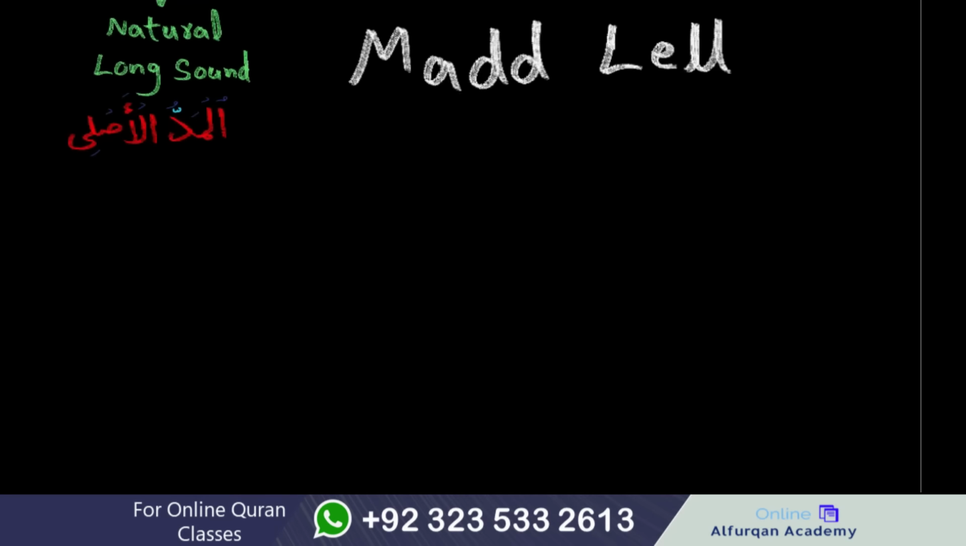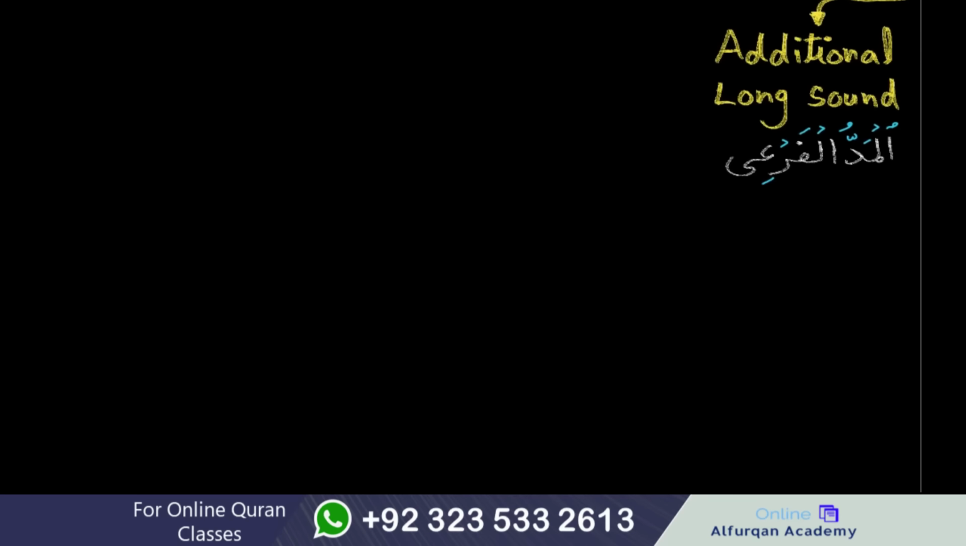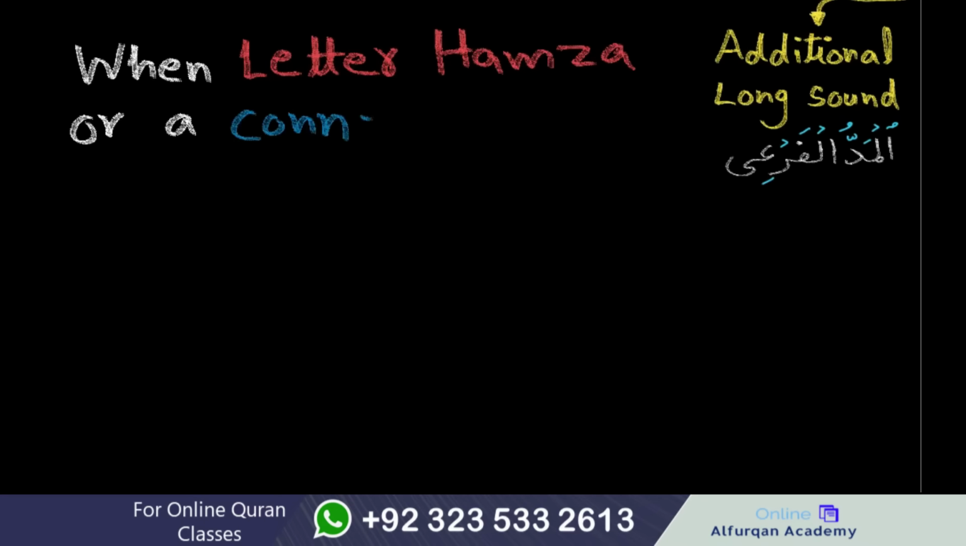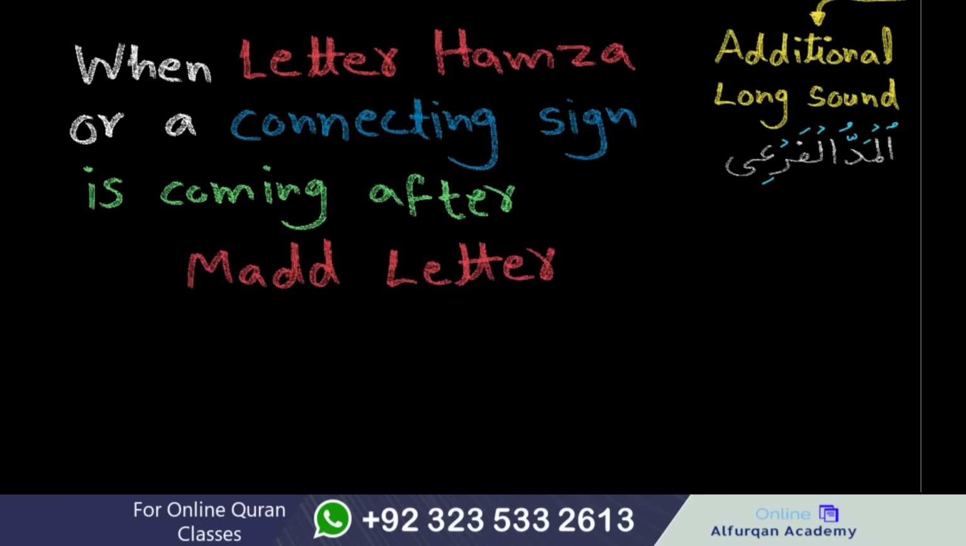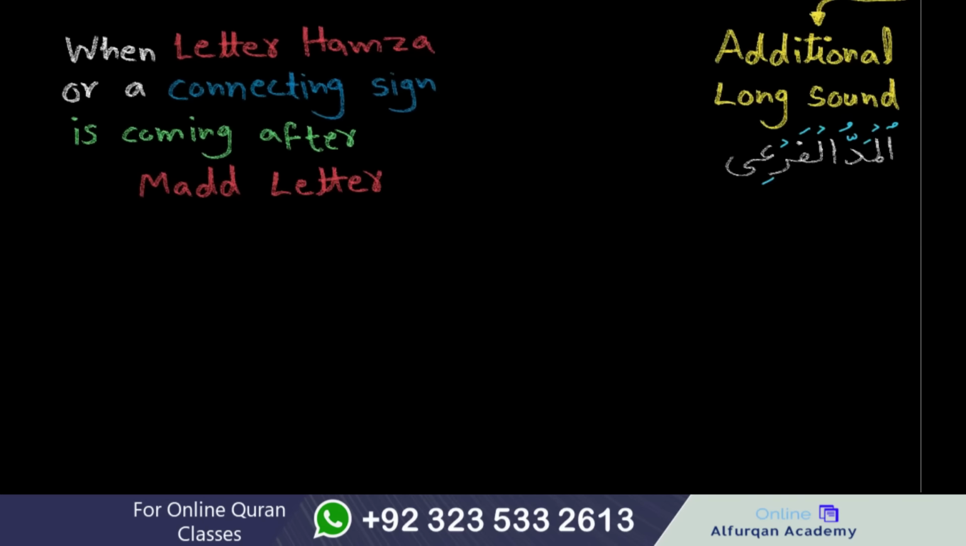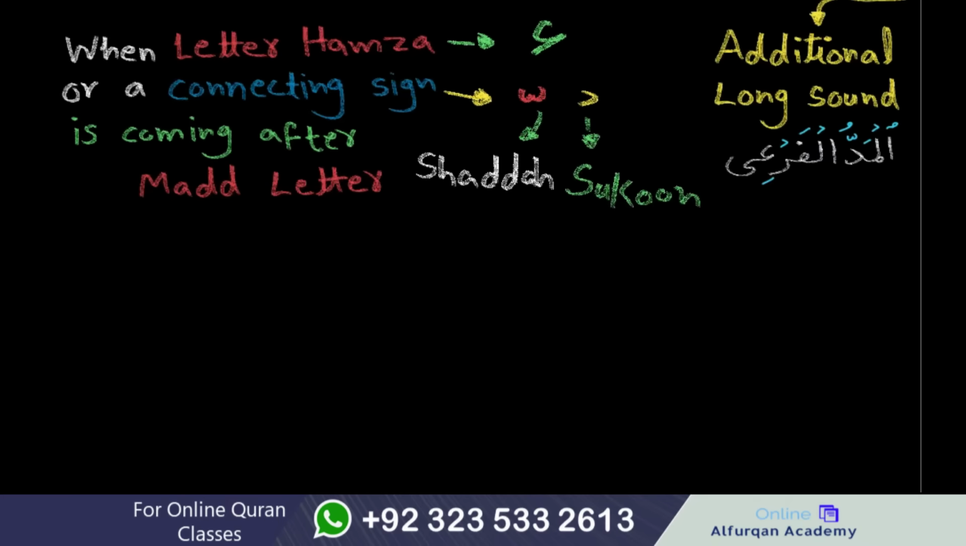Now let's talk about additional long sounds, or we can say Madd Farei. Additional long sound is when letter hamza or a connecting sign is coming after a mud letter. Let's understand this definition. Letter hamza, as you already know, is written like that. And connecting signs, in Arabic we have 2 connecting signs, sukoon and shadda. By using these signs, we connect one letter with another. And mud letters, you already know, are alif, waw, and ya.